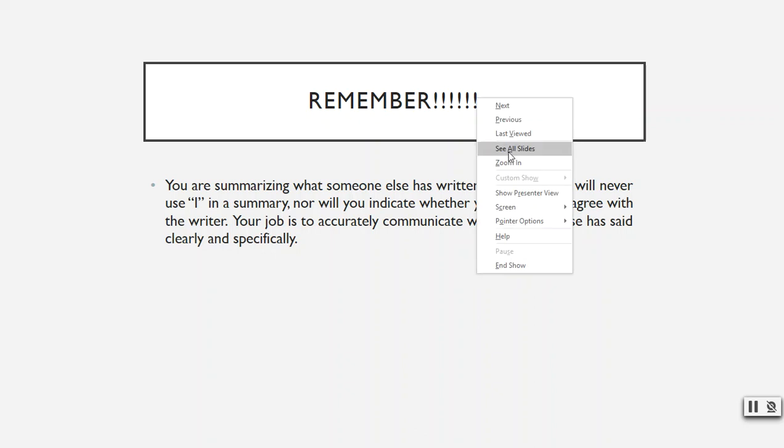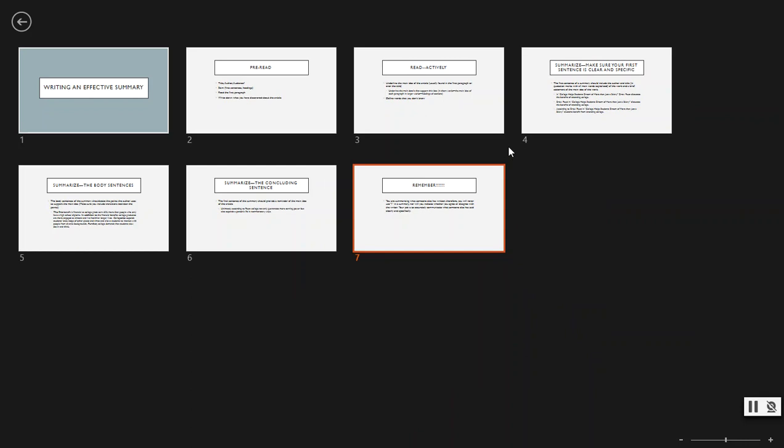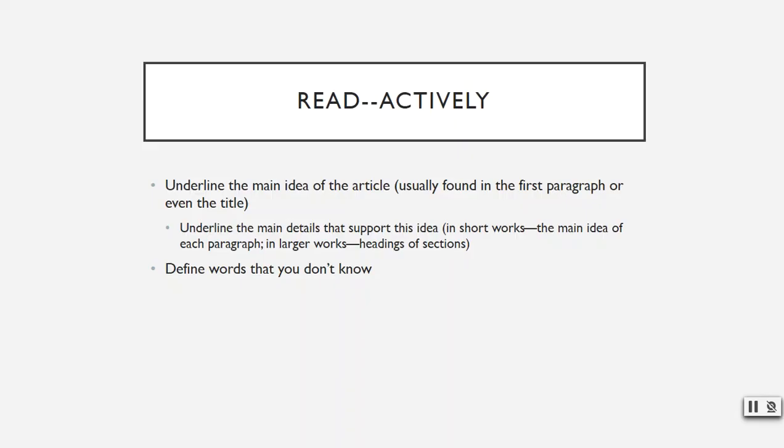So I do want to emphasize one thing to you. When you are reading, please be engaged. If you underline or highlight the main idea of the article that you find in the title or first paragraph, and if you underline or highlight the main details that support this idea, that means in our larger work, the headings of the sections, then you will have an easy time putting a summary together.